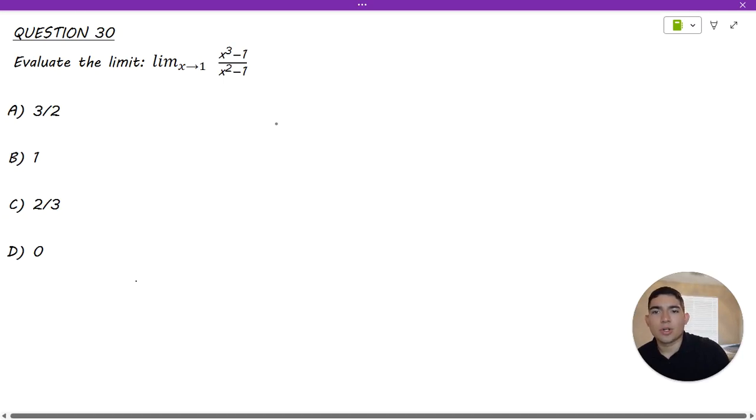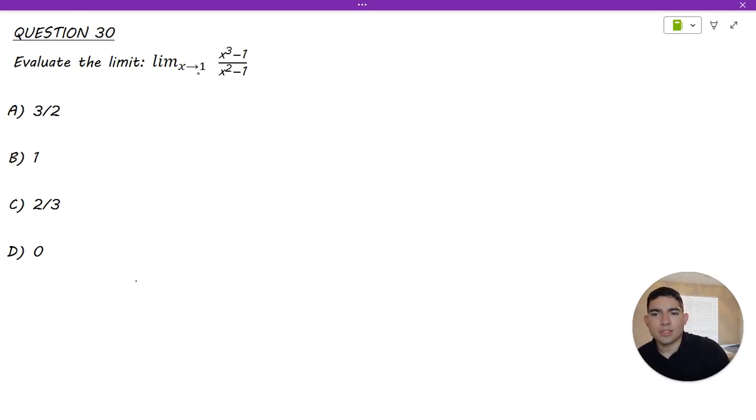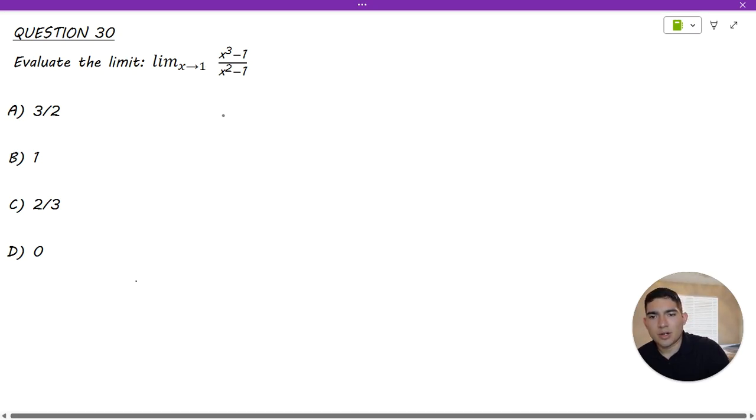Moving on to number 30. Now we have our limit as x approaches 1 of this fraction right here. As you can already tell, if we just plug in the limit as x approaches 1, we're going to end up with 1 minus 1 over 1 minus 1. That is going to give us 0 over 0 once again. And because this is indeterminate, we will apply L'Hopital's rule.